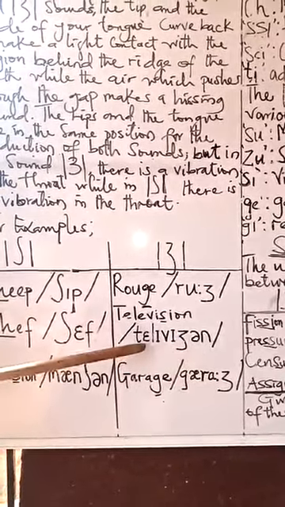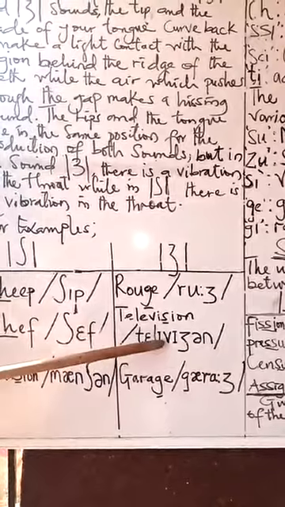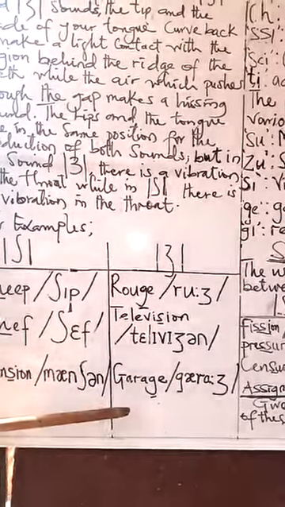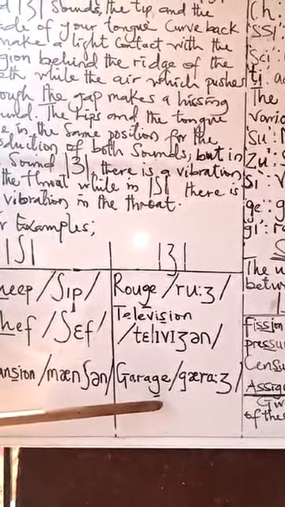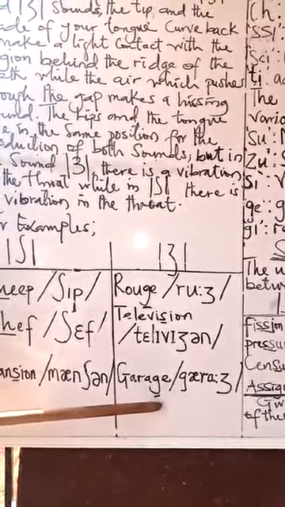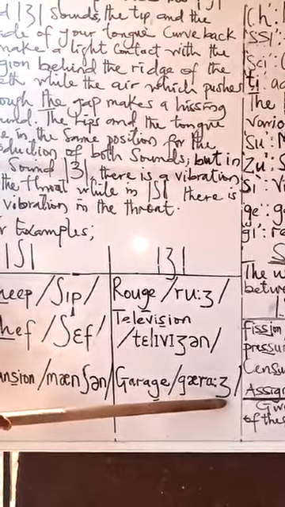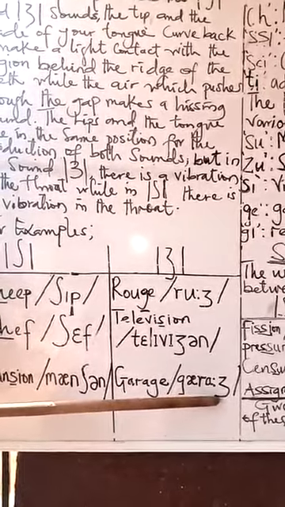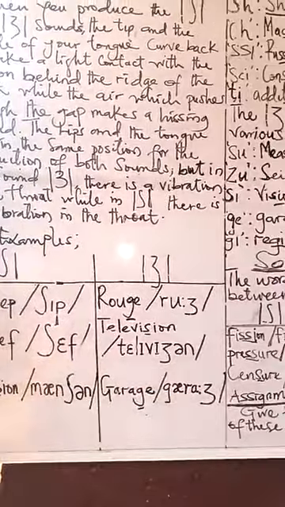television. Again, television. And lastly, on that example, this sound can also be pronounced in letter G when we have it in garage. Again, garage. Again, garage.